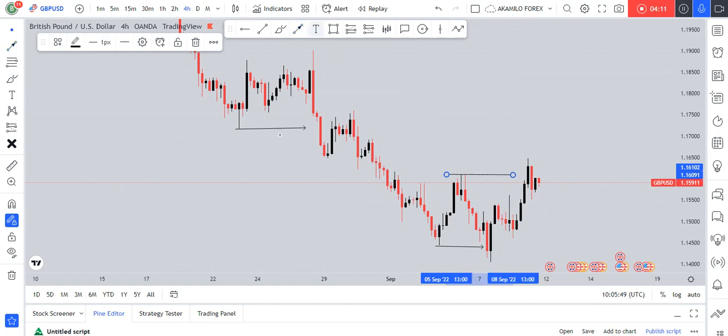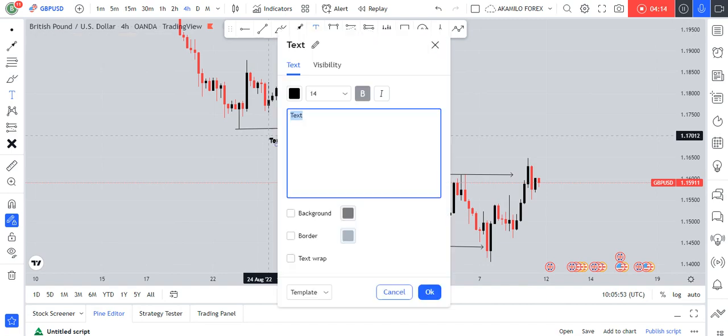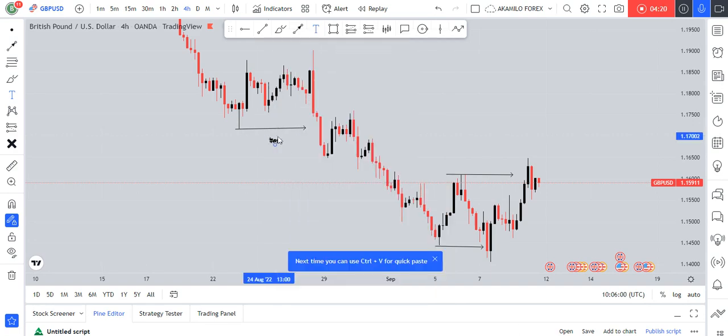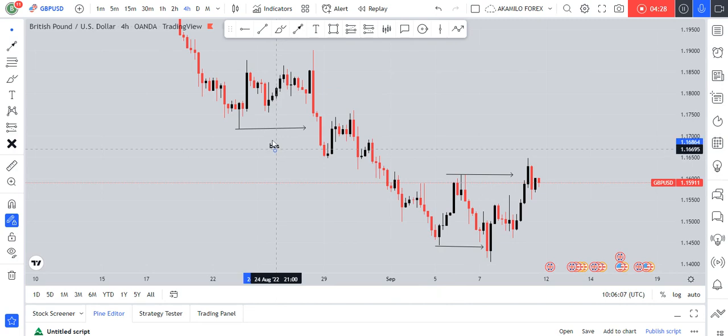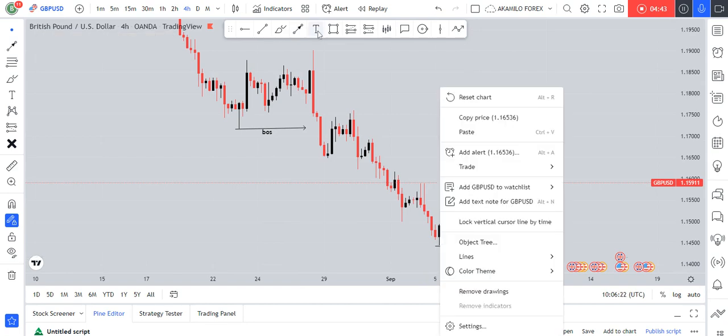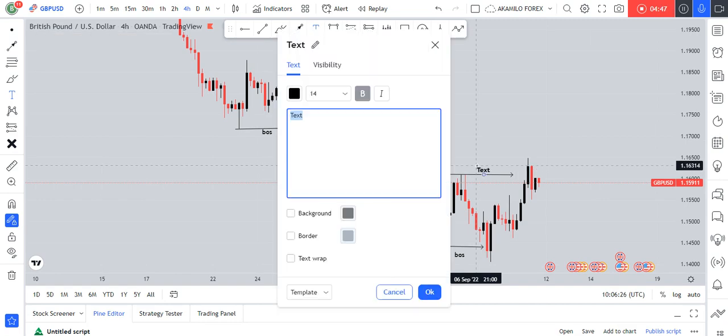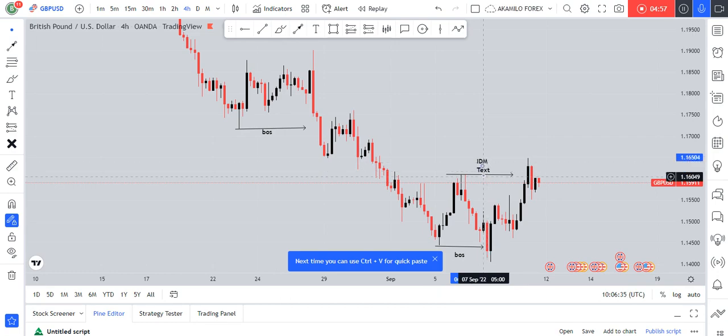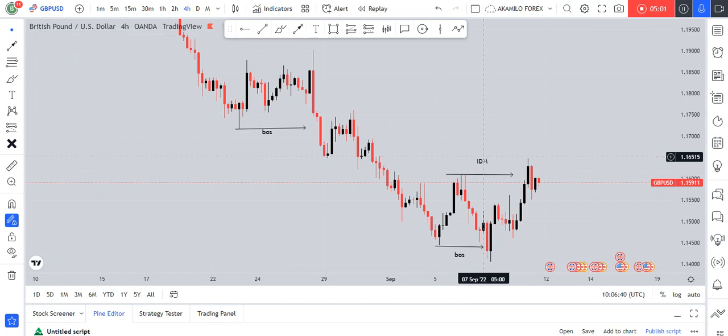Here is BOS. Okay, we have a BOS. We have another BOS here, and then here as an inducement. So here's our inducement leg.